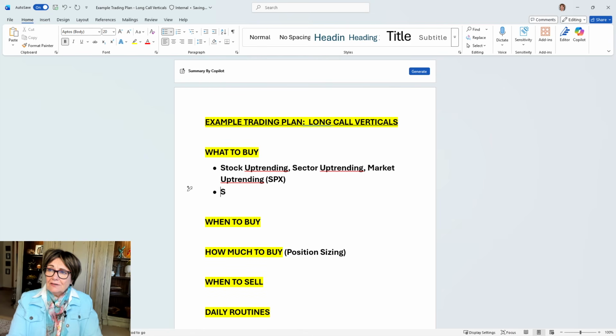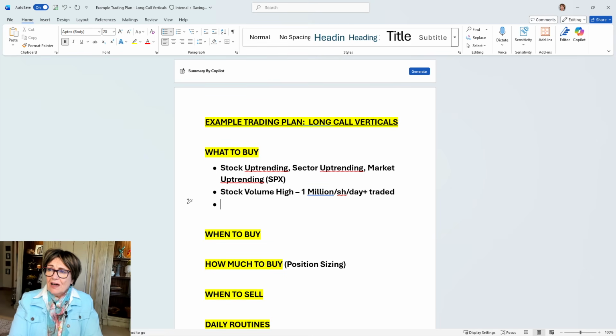With respect to the individual stock also, we want the stock volume to be high. And how do we define high? Well, we might say we'd like that to be 1 million shares per day plus traded. Now, you might say, I want that number to be 5 million. Well, this is your plan. You can make it whatever you want. You could make that 5 million.